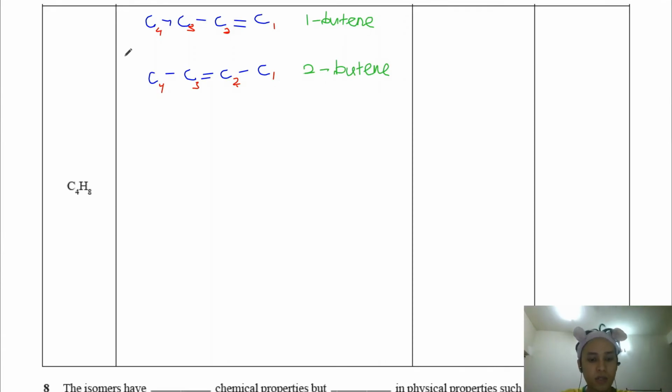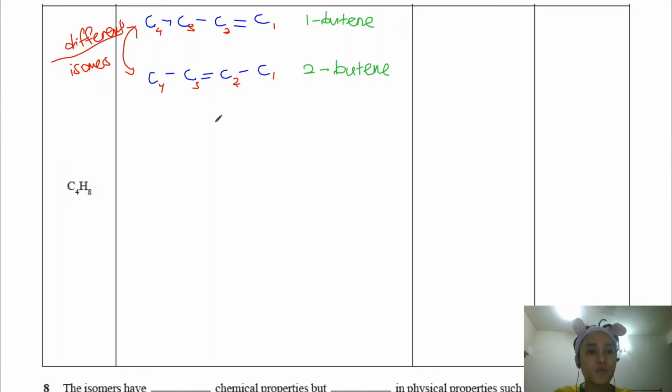Okay, so technically these two things are different. So they are considered as isomers, because the name is different. This is 1 butene, this is 2 butene. If the name is different, meaning it's two different structural formulas, so they are considered as isomers.